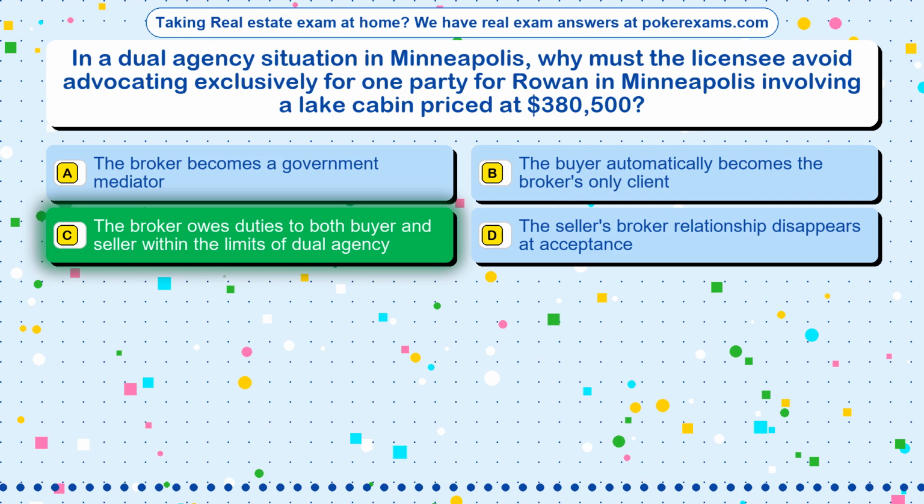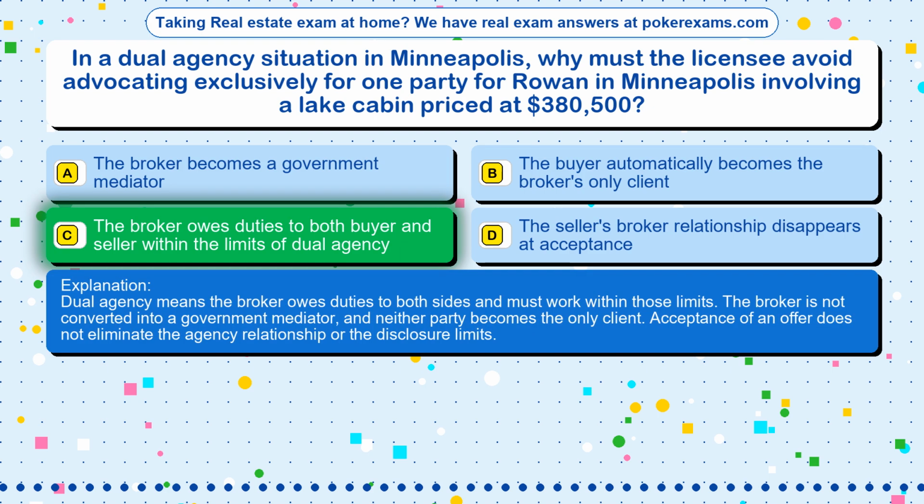The correct answer is option C. The broker owes duties to both buyer and seller within the limits of dual agency. Dual agency means the broker owes duties to both sides and must work within those limits. The broker is not converted into a government mediator, and neither party becomes the only client. Acceptance of an offer does not eliminate the agency relationship or the disclosure limits.